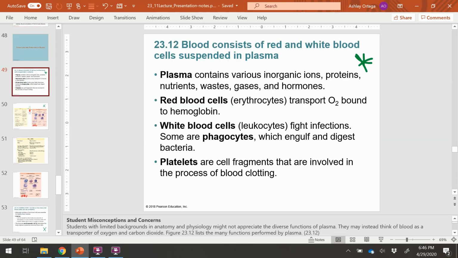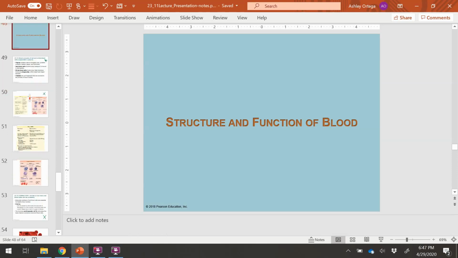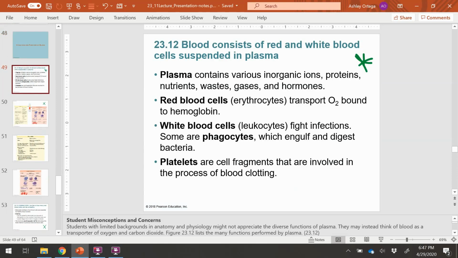All right, the last common idea or big idea here is the structure and function of blood. So now let's take a look at blood. Plasma contains different inorganic ions. These are ions that do not contain carbon, as well as proteins, nutrients, waste, gas, and hormones.